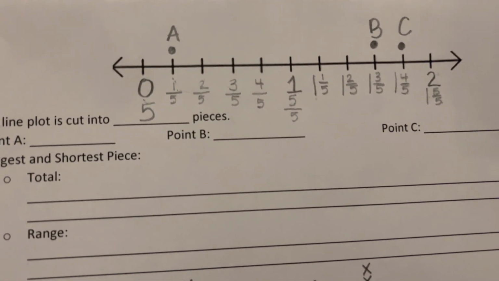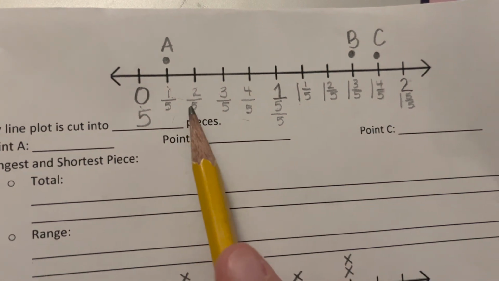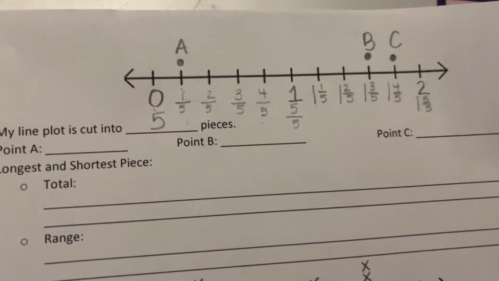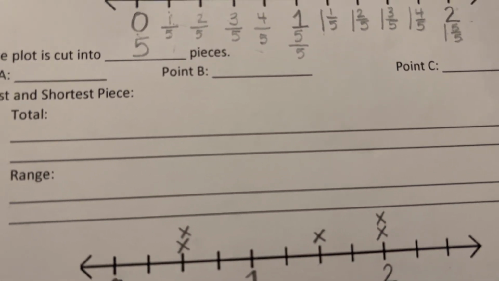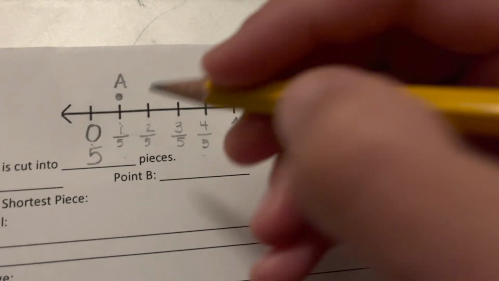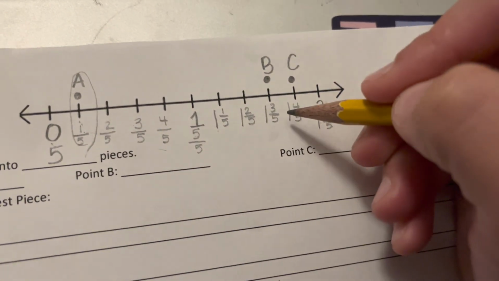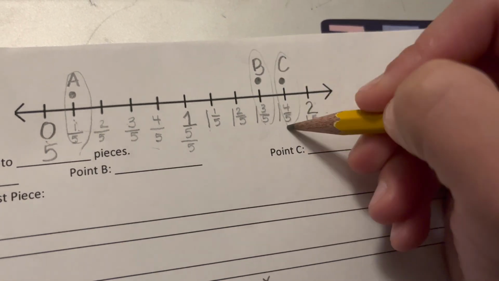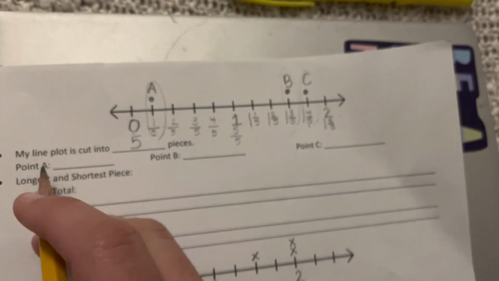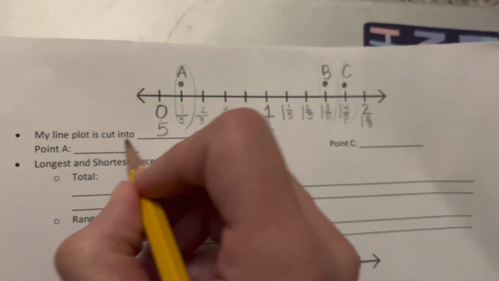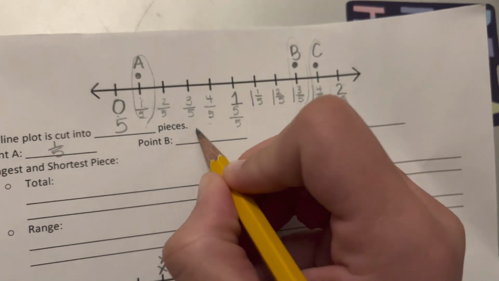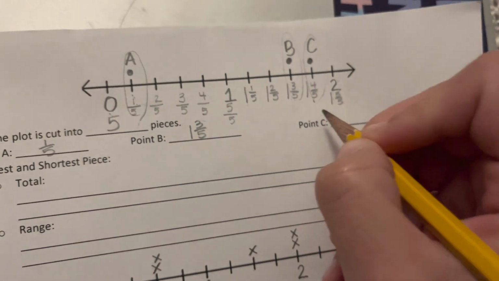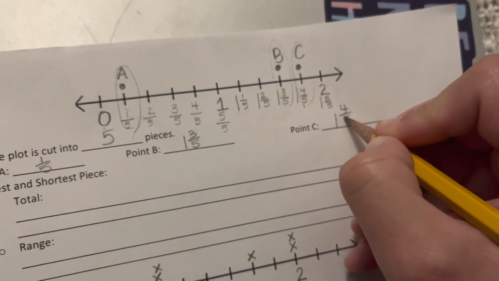Now, if you need to pause me, pause me. But for right now, I want your line plot labeled the same way as mine. Because if we can figure out how many pieces the line plot's cut into, and we can label the line plots correctly, then we don't have to take a long time to figure out where each thing is. Because you can see this would be A, this is B, this is C. This is asking me where point A is. But point A on the line plot is at 1/5. Point B on the line plot is at 1 and 3/5, and point C is at 1 and 4/5.